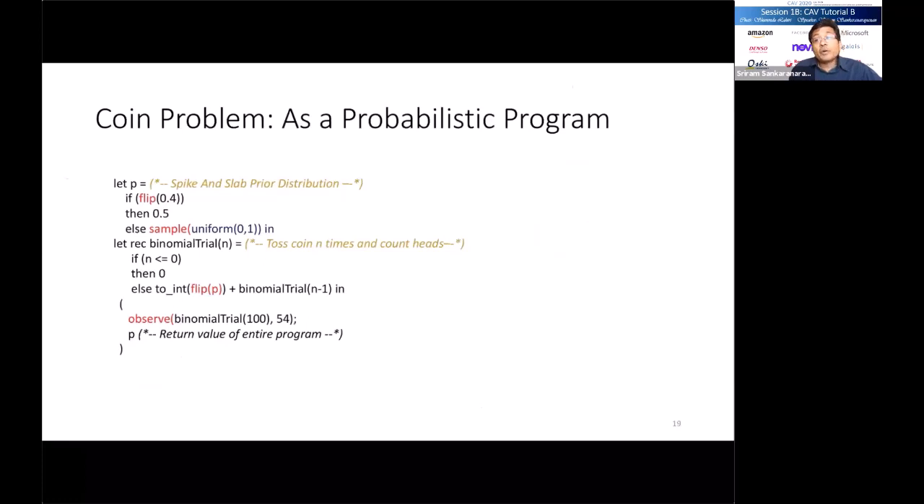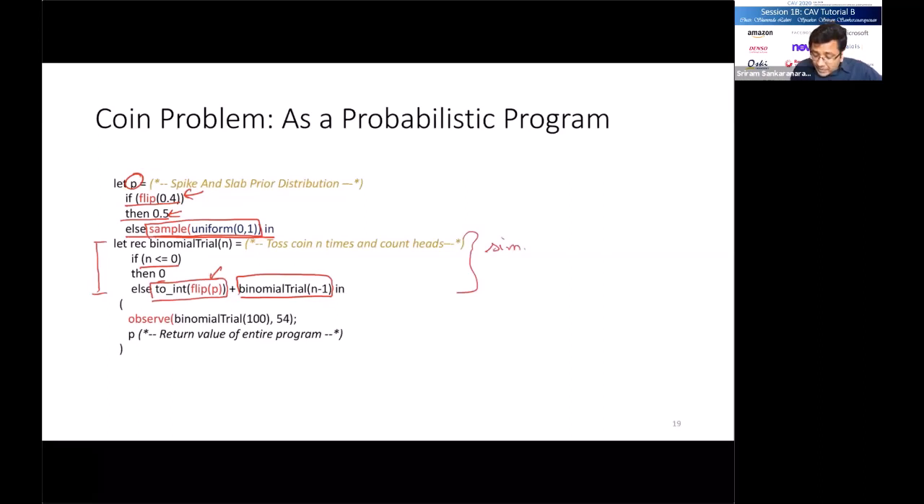First is, this whole process can be written as a probabilistic program. Here is how you write a spike and slab prior. Just like I said, let P be, if I flip a coin with 0.4 probability, then half. Otherwise, it's a sample from a uniform number between 0 and 1. This is my primitive way of rewriting a recursive function that tosses the coin n times and counts the number of heads. Basically, if n is less than 0, then 0. Otherwise, convert 1 flip of a coin to an integer and add it to the result from the n minus 1 trial. So this just simulates n trials of a coin with probability p of showing heads.